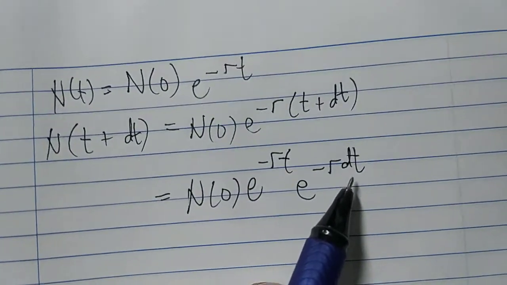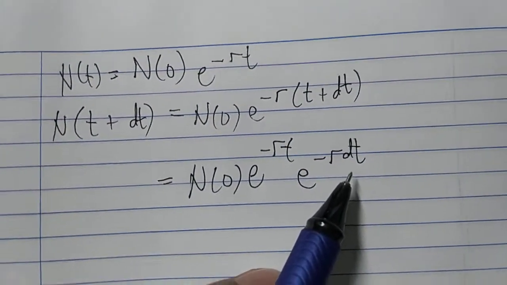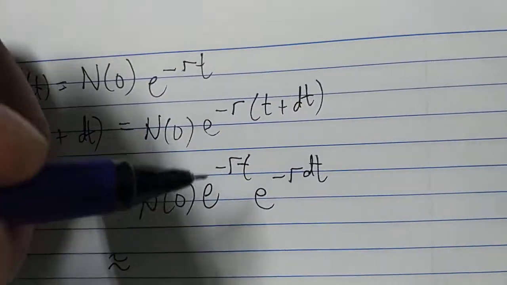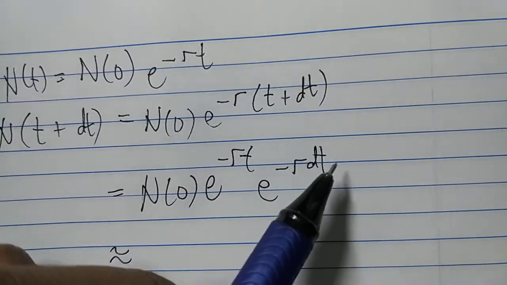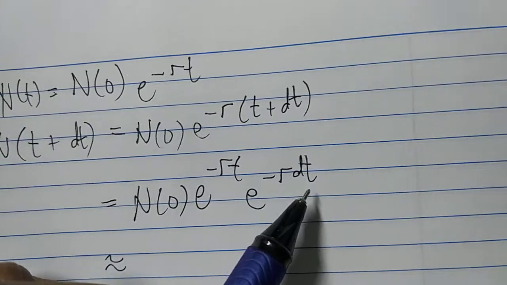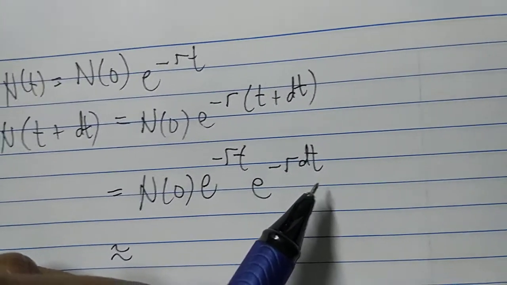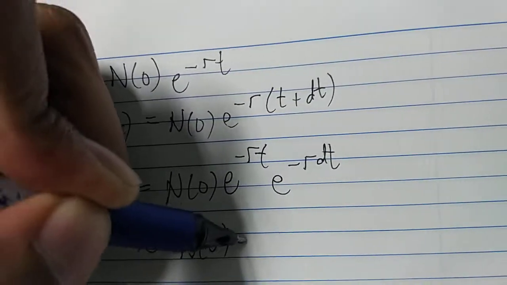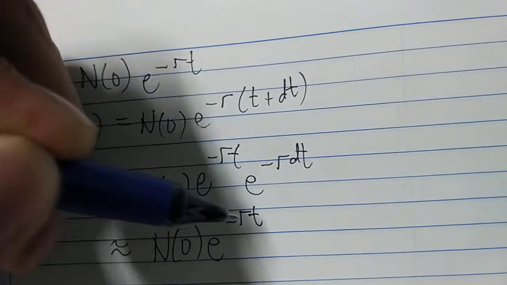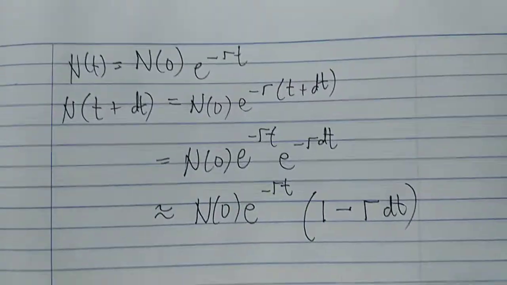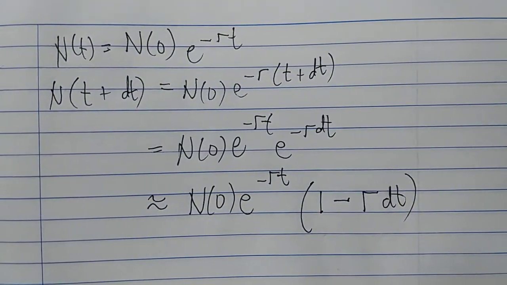Since we know that dt is a small quantity, we can approximate this by expanding e to the minus gamma dt. We take the Taylor expansion of the exponential and discard higher order terms in dt. So what we get is N sub 0 e to the minus gamma t times (1 minus gamma dt), disregarding the higher order terms. So you have that equation.